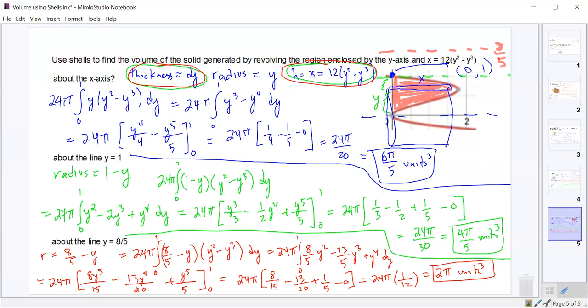Any other questions? So even though volume by shells isn't for Calc AB, can we still use it on the free response if we can? Yes. You are welcome to use it. And like I said, every once in a while, they'll put a problem up there that would be a lot easier using shells. And you're welcome to use it. You don't even need to say using cylindrical shells. You can just use the formula and put in your radius and your height and your thickness. And if it's easier, do it. And that's totally fine.